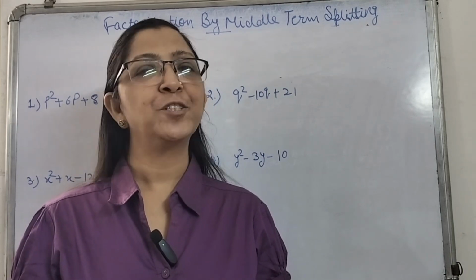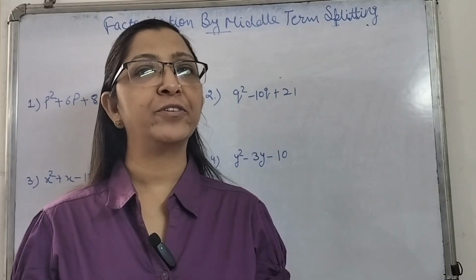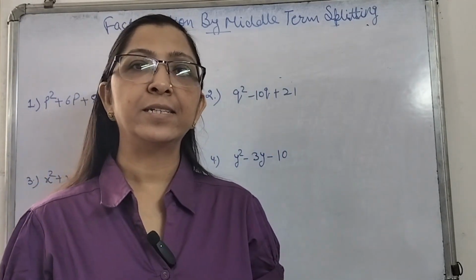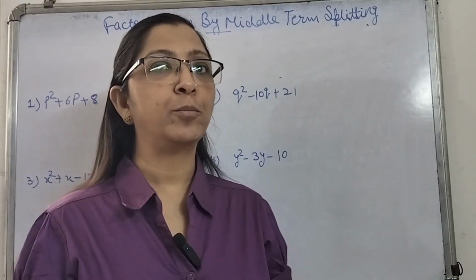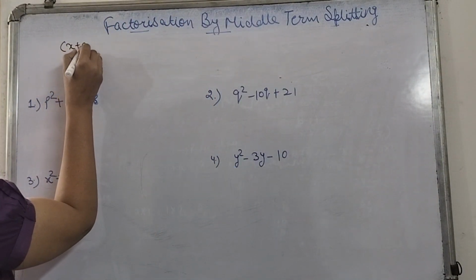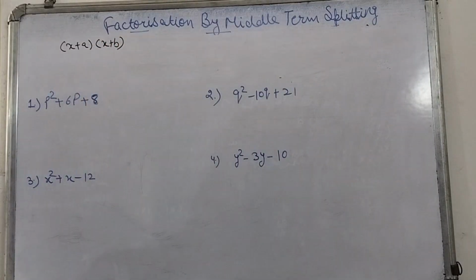Hello everyone. Today we will be learning how to factorize a trinomial which is not a perfect square by the middle term splitting method. So let's understand how to factorize a trinomial. Suppose I am taking an expression that is (x plus a) multiplied by (x plus b), where a and b could be any numbers even.